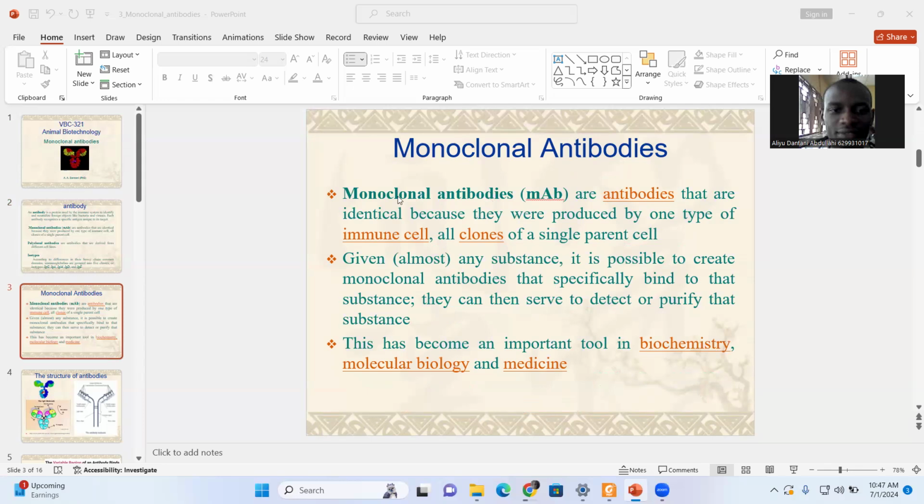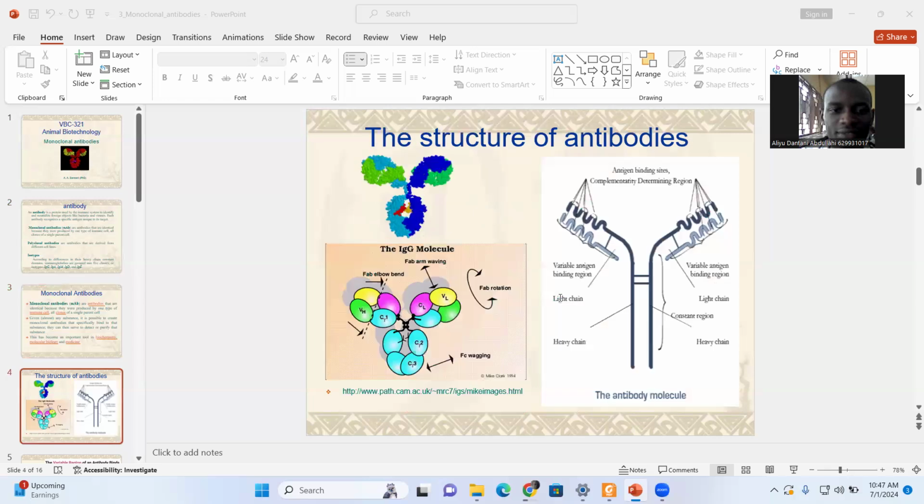I've already defined a monoclonal antibody. You can just move forward. You can read this slide on your own. Basically, this is what an antibody looks like. It has more of a Y shape, and there are antigen binding sites, because they bind antigens and neutralize antigens in the system. So they should have an antigen binding site.